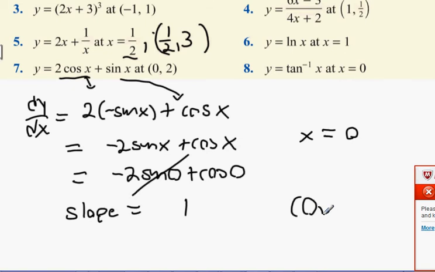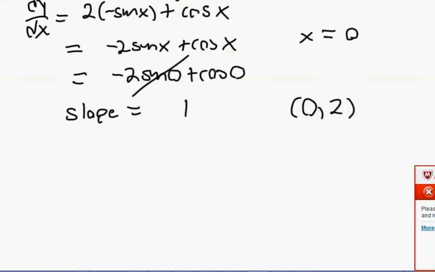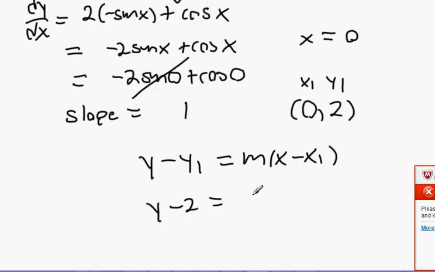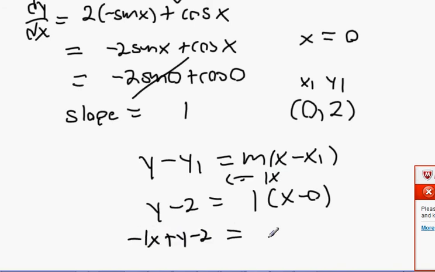So now you have a slope of 1 and a point (0, 2). And all you're going to do is y minus y1 equals m bracket x minus x1. And then what you're going to get is y minus 2 equals m bracket x minus 0. Oh, sorry, I forgot the m value is 1, isn't it? So that's 1. Bring it over. It's going to be 1x, right? Bring the 1x over to the other side, you get minus 1x plus y minus 2 equals 0.